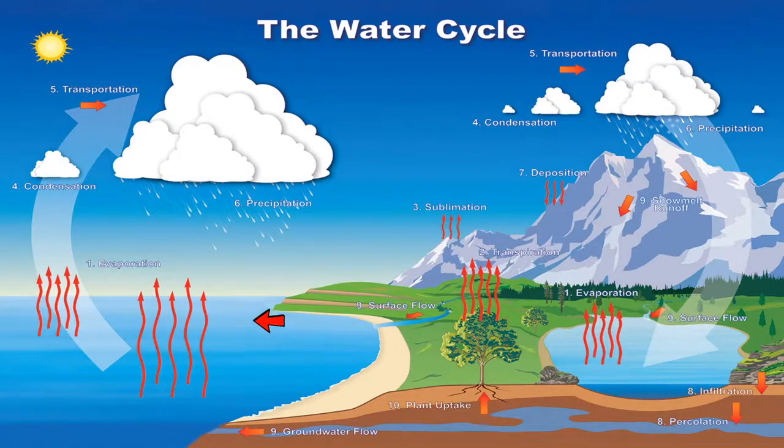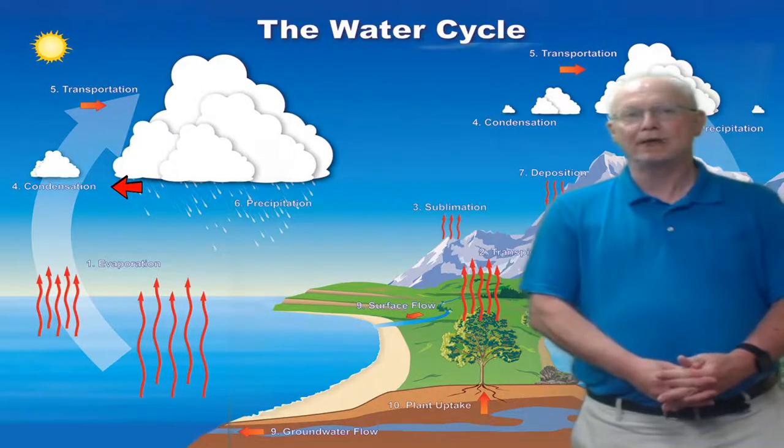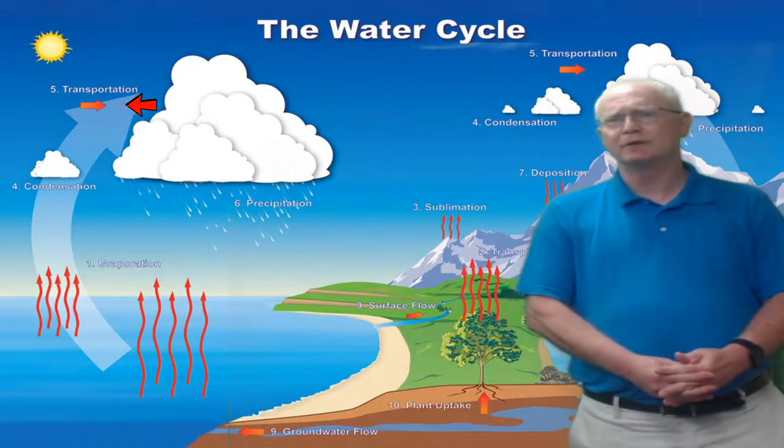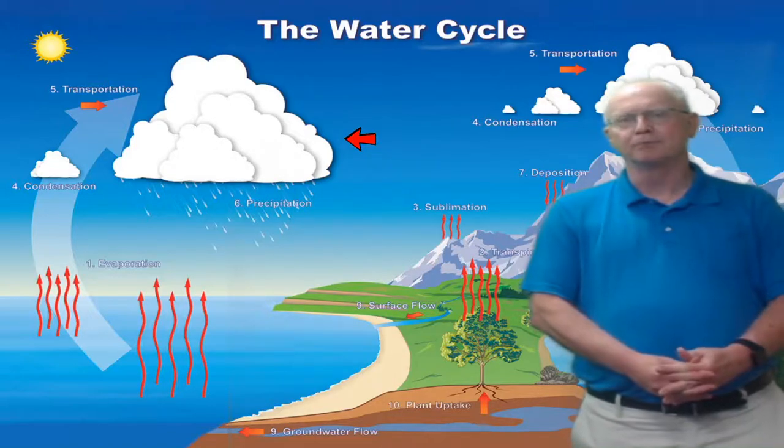As we get up in the upper parts of the atmosphere, we start getting condensation. That's where our clouds begin to form. And those clouds will actually continue to grow, and they'll also move to different locations depending on what the wind flow is in the upper air.